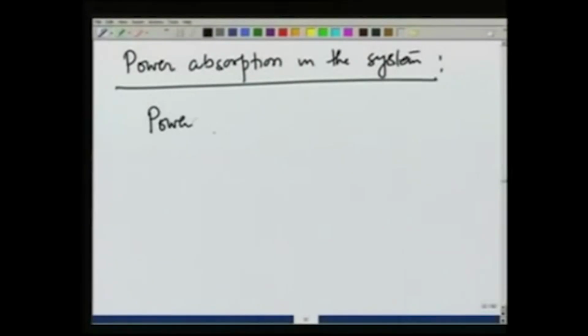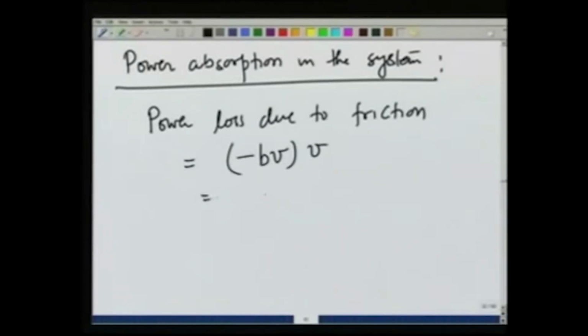Now, power loss due to friction is going to be the force minus BV times V, which is equal to minus B x dot square. Let us put that in. So, power loss as a function of time is going to be minus B, which is nothing but m gamma.